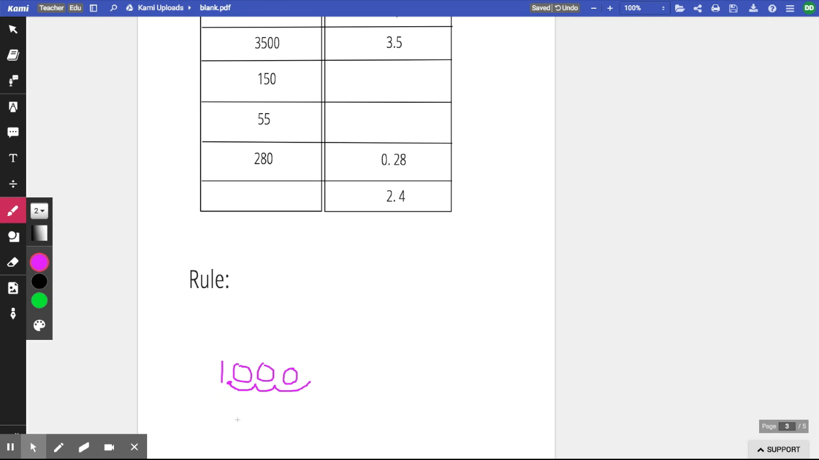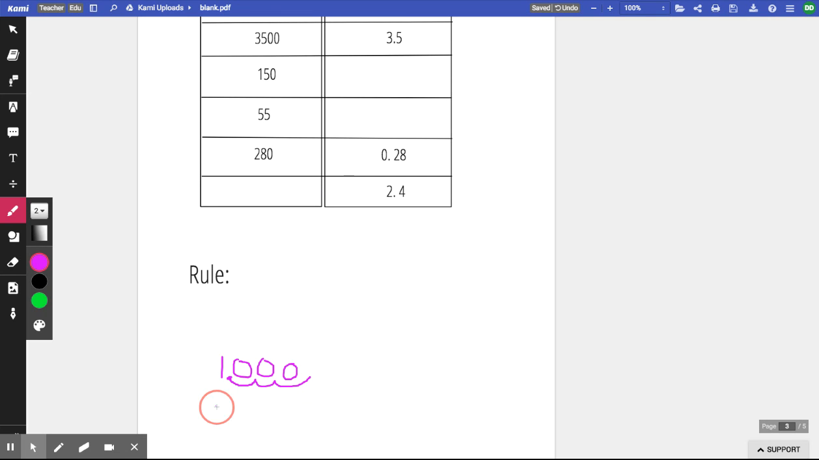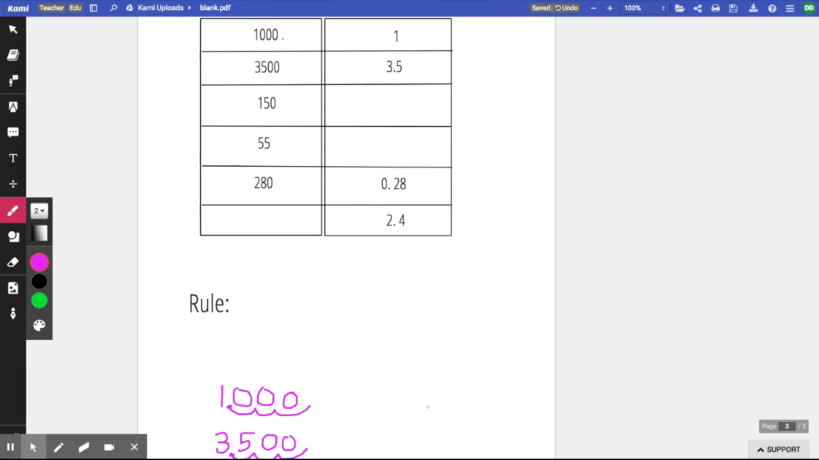So let me check to make sure that that rule still applies. So I have 3,500. Remember, this is where my decimal point is. I have to see, when I move it to the left 3 places, do I get an answer of 3 5/10? 1, 2, 3. Yes, I do.